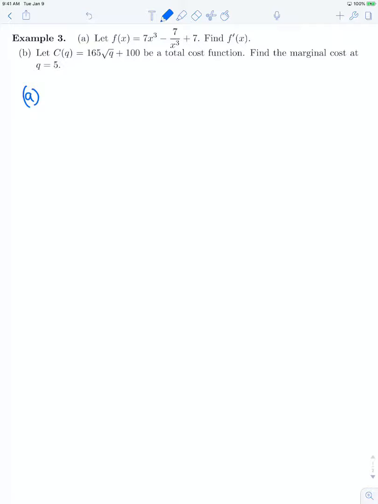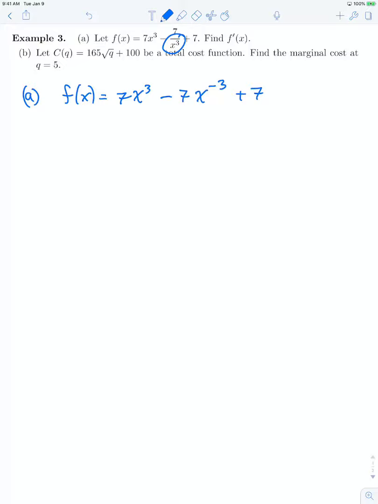Okay, so for part A, before you start taking the derivative, you should always rewrite part of the function using powers of x, or rewrite all of it if you have to, but only one part needs to be rewritten here. So f of x I can write as 7x cubed, and then the interesting part is the x cubed on the bottom of that fraction. If it's on the bottom of a fraction, that's a negative power. So this is negative 7x to the negative 3 plus 7 still.